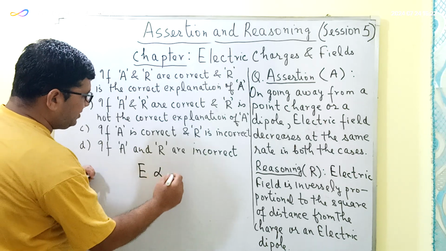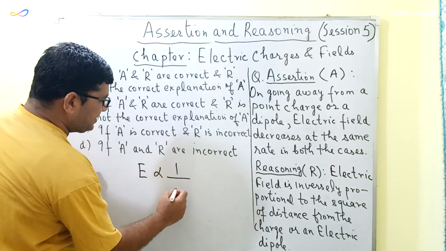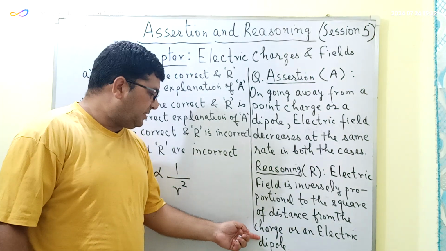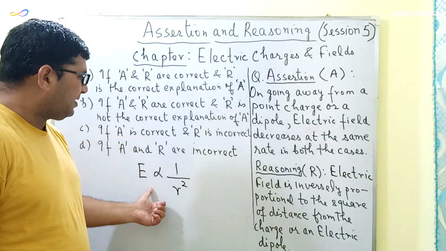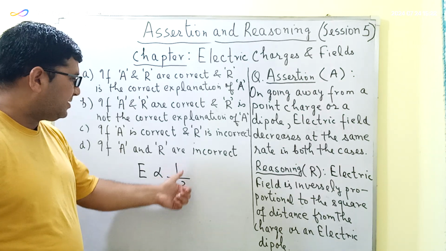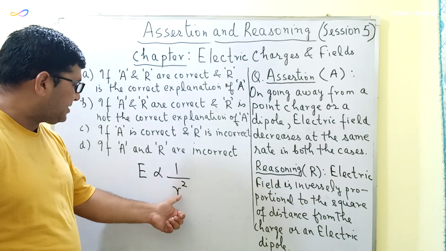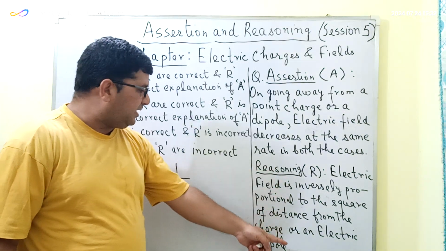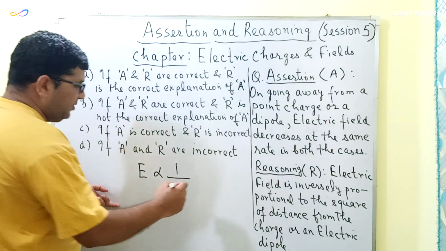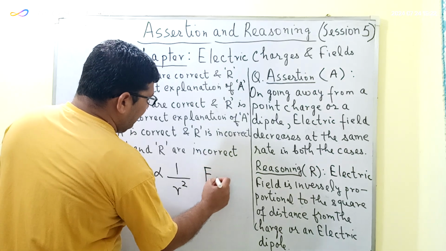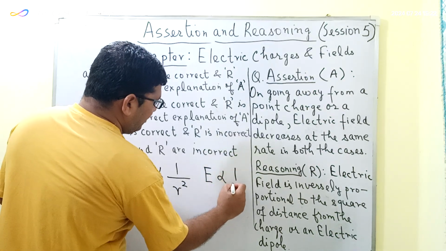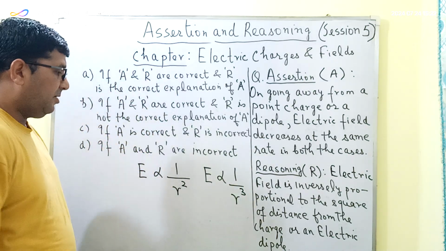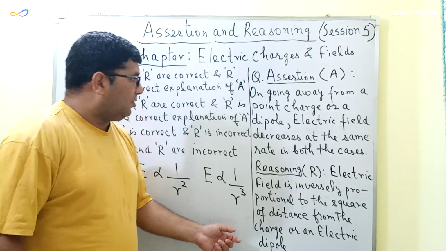Now we know that the electric field is inversely proportional to the square of the distance in case of a point charge. If there is a point charge, then the electric field varies inversely to the square of the distance. Now in the case of an electric dipole, we know that the electric field varies inversely to the cube of the distance from the center of the dipole.